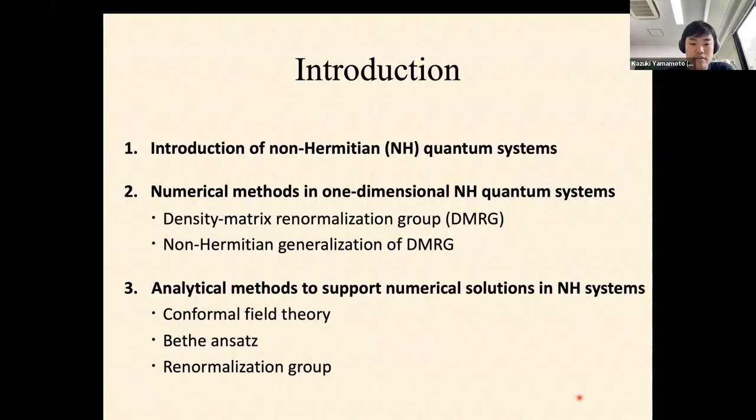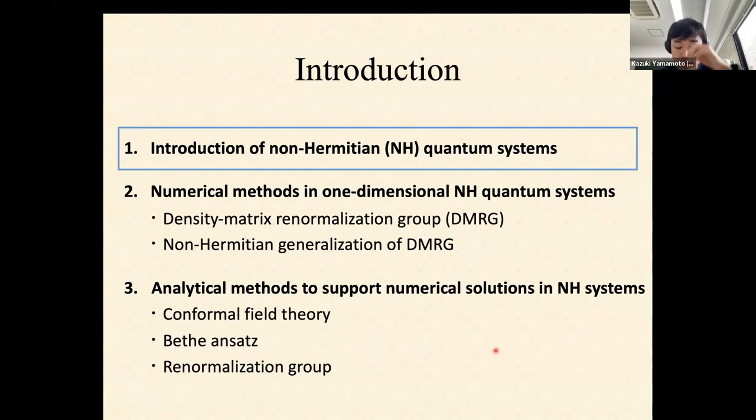Now let me go into the introduction. The introduction is constructed from three parts. First, I explain the non-Hermitian quantum systems. In the second part, I explain the numerical methods in one-dimensional non-Hermitian quantum systems, focusing on the density matrix renormalization group and its generalization to non-Hermitian quantum systems. And in the last part, I explain the analytical methods to support numerical solutions in non-Hermitian systems: conformal field theory, Bethe ansatz, and the renormalization group are explained. Okay, now I go to the first part.